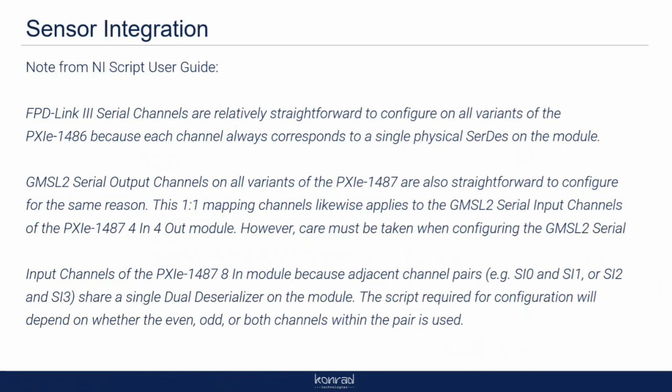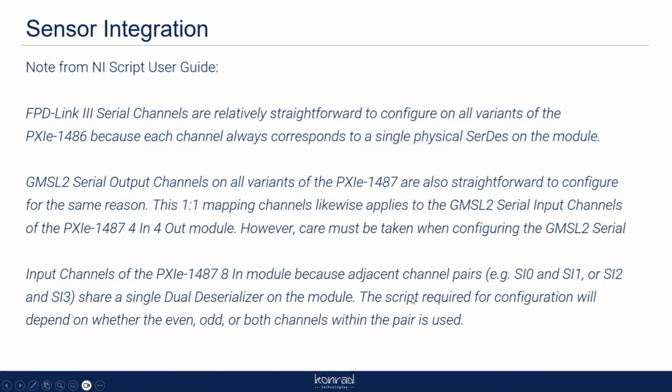This is kind of a note from the NI script user guide, which is an interesting thing. Sensor integration for cameras is the most difficult thing. NI says FPD-Link serial cameras are relatively straightforward, and GMSL cameras are straightforward to configure. One-to-one channel mapping applies. The 8 input channels are adjacent and share a single dual deserializer. The script required for this configuration will depend on whether even, odd, or both channels are used. So that's a little bit of a gotcha.